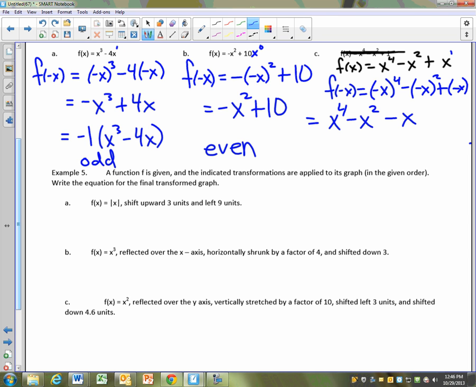Is that the same as what you started with? No. Factor out a negative 1. You get negative x to the fourth plus x squared plus x. Is that the same as what you started with? No. So it's not odd. It's not even. It is neither. It does not have symmetry about the origin or the y-axis. We can't say anything intelligent about it right now. That's it. Even and odd. Piece of cake, right?